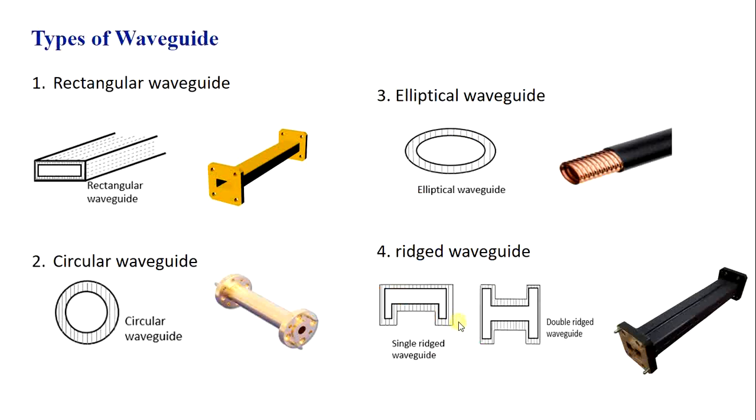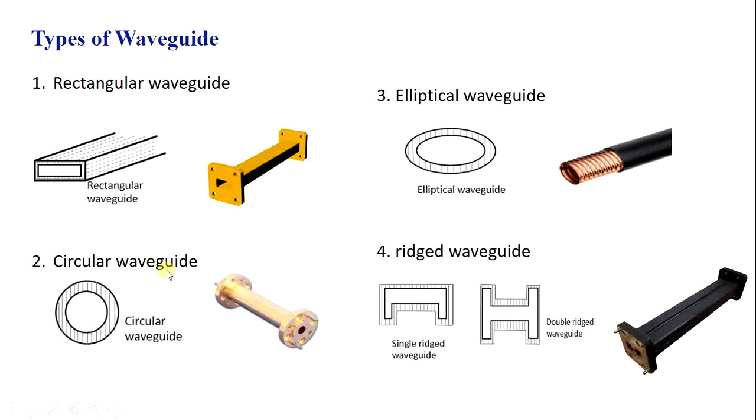Coming to the different types of waveguide, there are basically 4 types of waveguide. The first one is the rectangular waveguide. As you can see in the figure, the cross section of this waveguide is rectangular in shape, so it is called a rectangular waveguide.